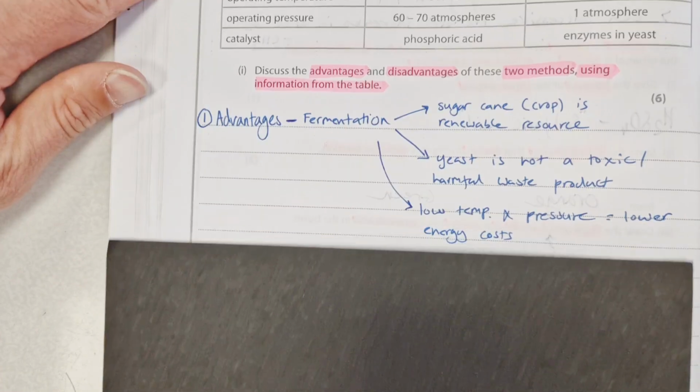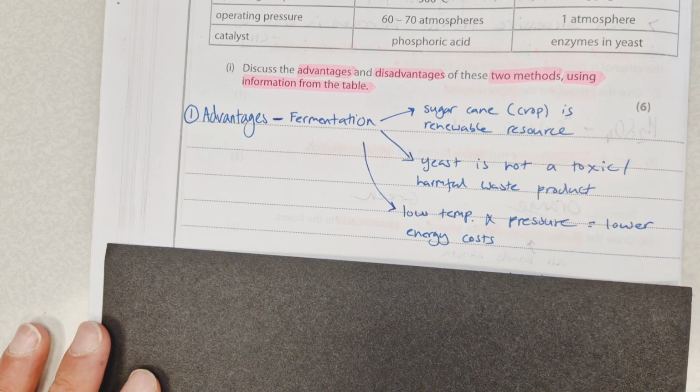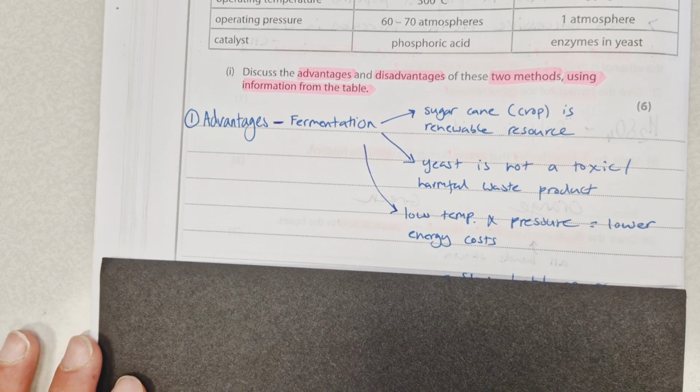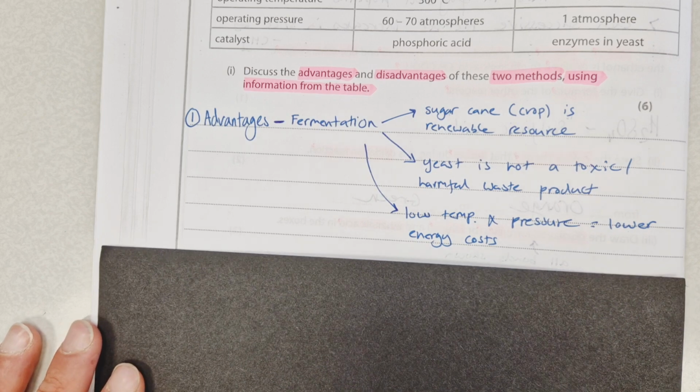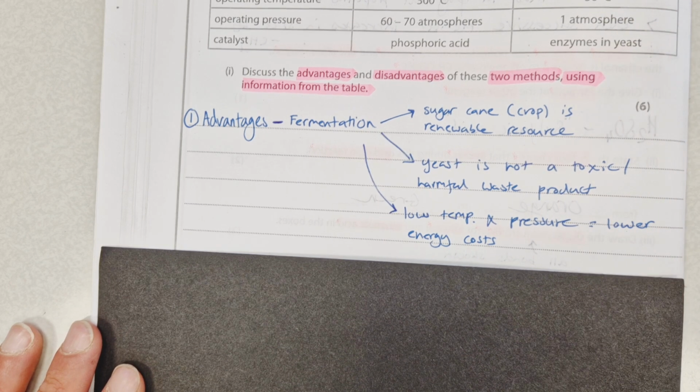So let's have a look at my argument regarding the advantages of fermentation first of all. First of all, the fermentation involves the use of sugarcane crop, which is a renewable resource. Okay, it's a highly sustainable resource and it isn't a finite resource like, for example, crude oil. Next, yeast is not a particularly dangerous or harmful byproduct or waste product of the process. It's just a biological material. And finally, low temperatures and pressures are required. 30 degrees centigrade and 1 atmospheric pressure. These are low temperatures and low pressures. The operating costs and therefore the energy requirements will be lowered, and that's going to reduce the cost of the process as a whole.